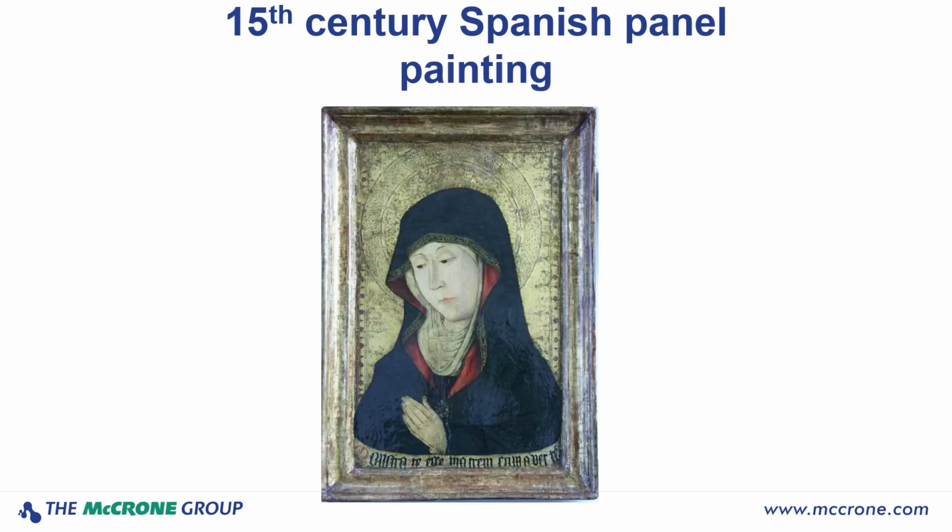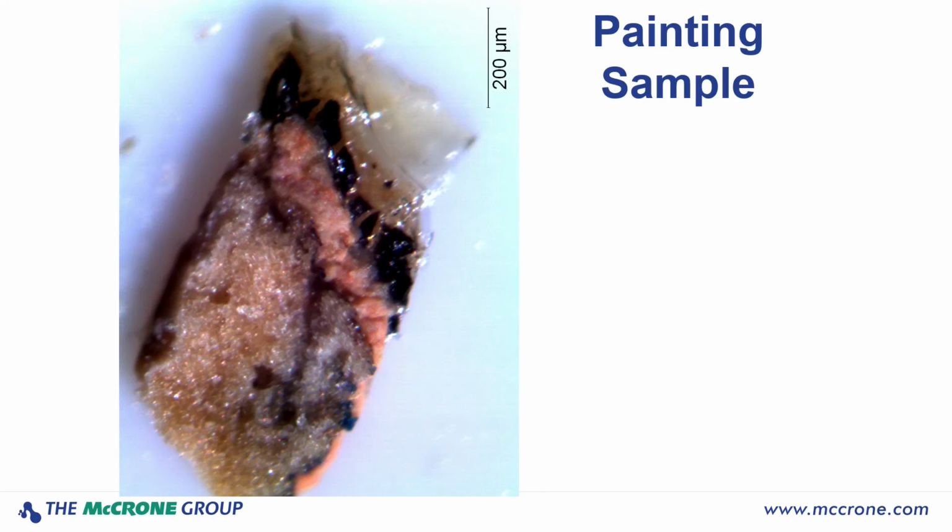My final example is a 15th century panel painting we did. Now here we removed this one sample from the painting, and this sample actually had several layers on it. So it was actually a good candidate to get a lot of information from a very small amount of material.